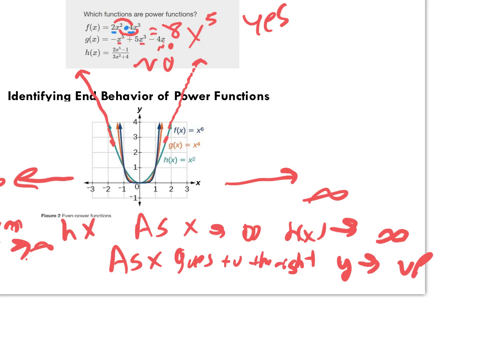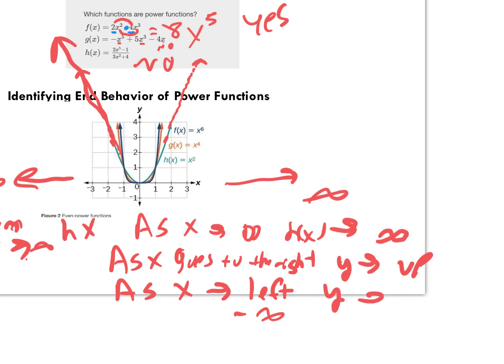Now how about going left? As x goes left forever, it still goes up. As x goes left forever, left means negative infinity, y's go up. We can talk about it in many different ways. If you understand what we just said, but we do have to look left and right. The answer for all three of those are the same.